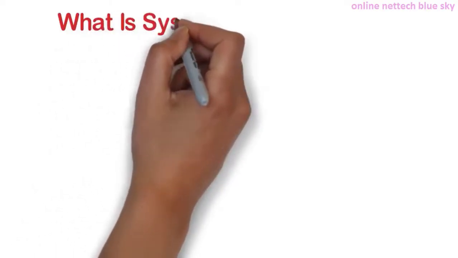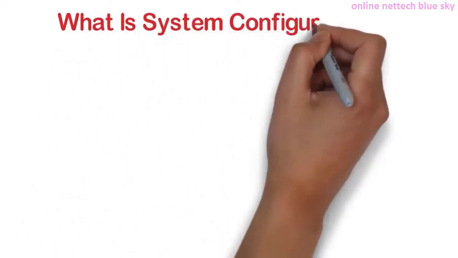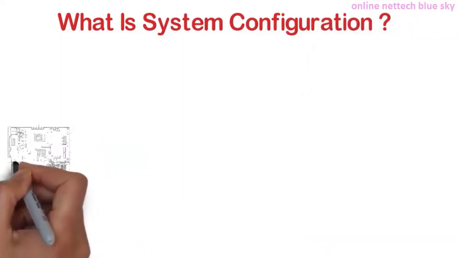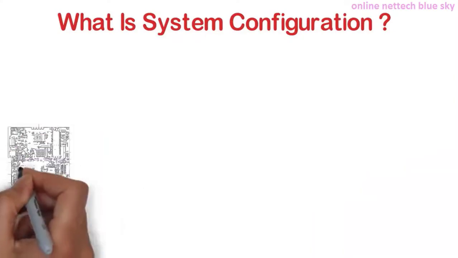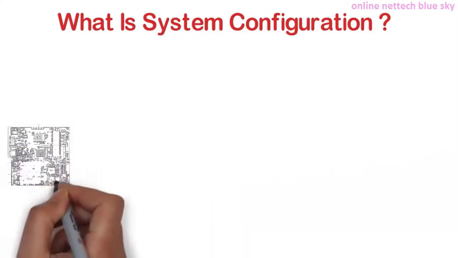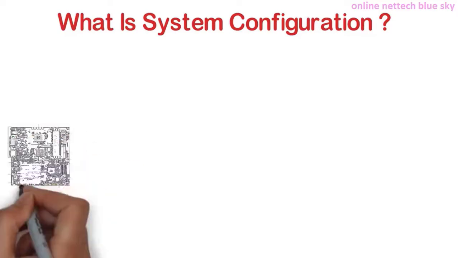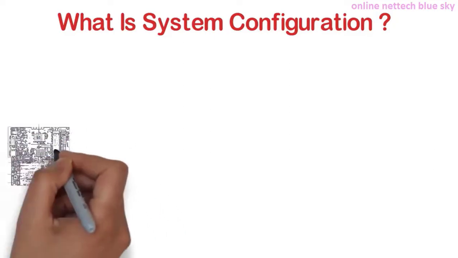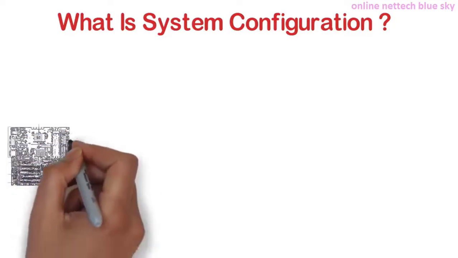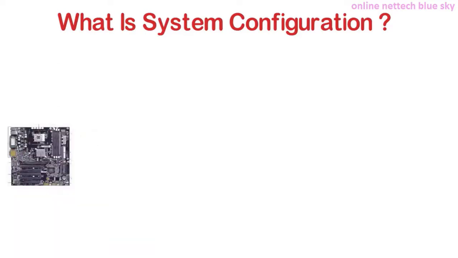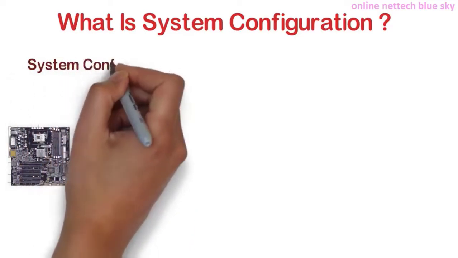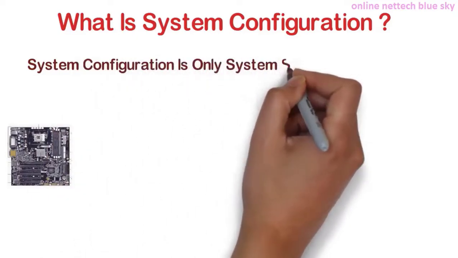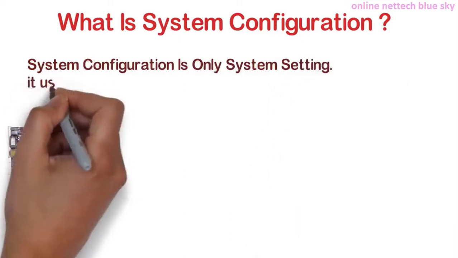So what is System Configuration and why do we use it? System Configuration controls your computer's main system startup and your main system services at booting time. Boot means your computer powers on when you press the power button. That is called a system boot. So these System Configuration tools help you with your system's starting time and settings.